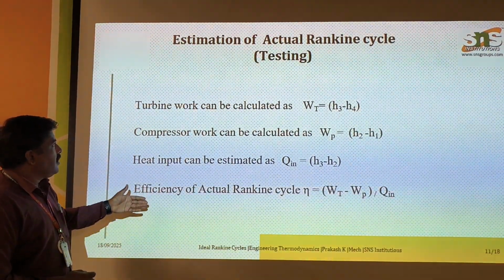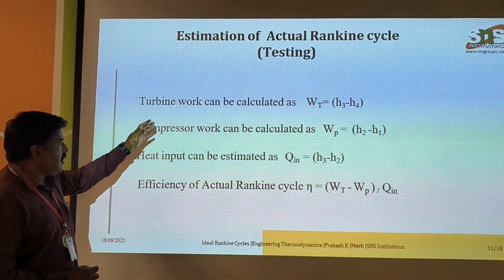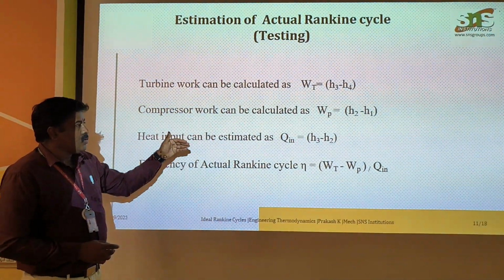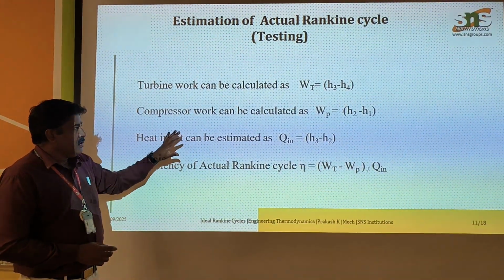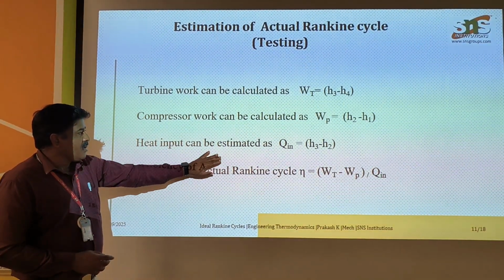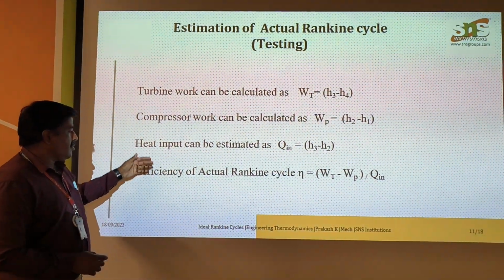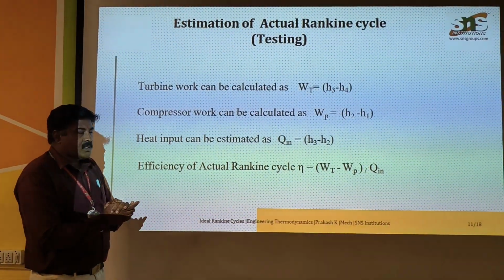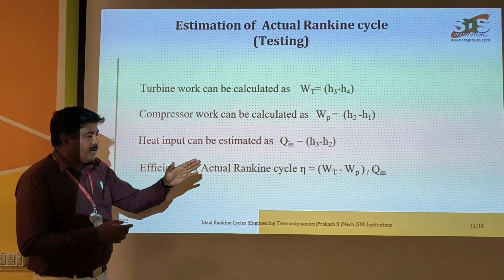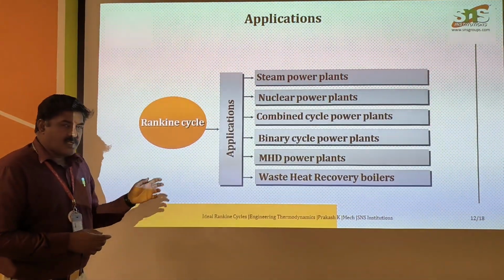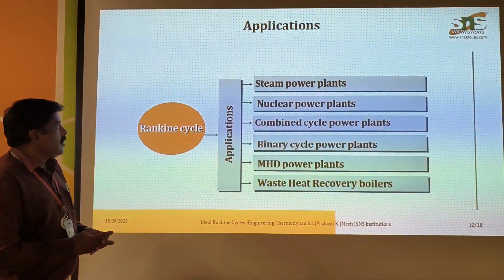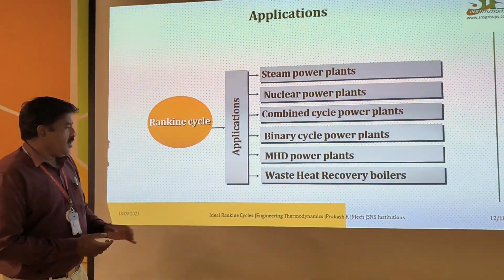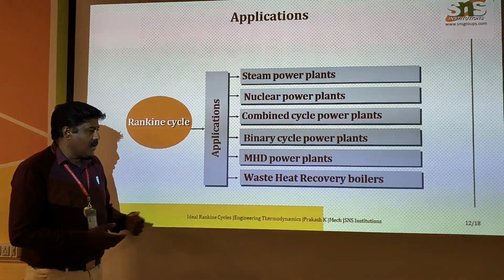We can calculate the work done in the turbine and the pump with the help of enthalpy, where we have the points 1 to 2, 2 to 3, 3 to 4. Based on this enthalpy, we can calculate the heat input and the efficiency. The efficiency is given by the work done by the turbine minus the work done by the pump, divided by the heat supplied, because efficiency is output by input. The applications are in steam power plants, nuclear power plants, binary cycles, waste heat recovery boilers, and MHD power plants.